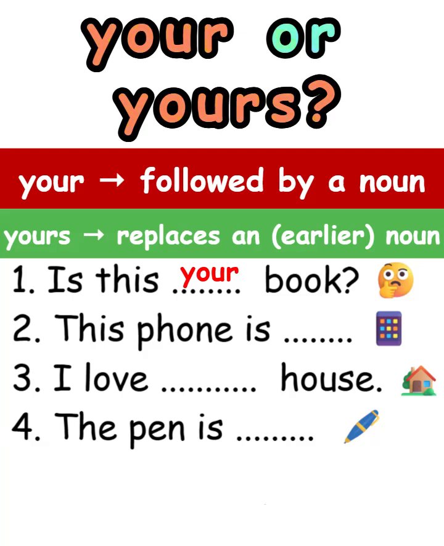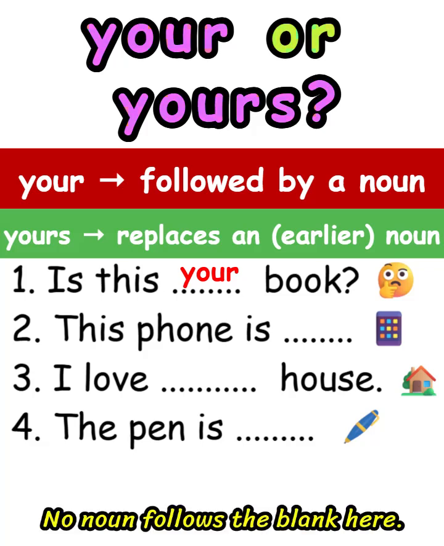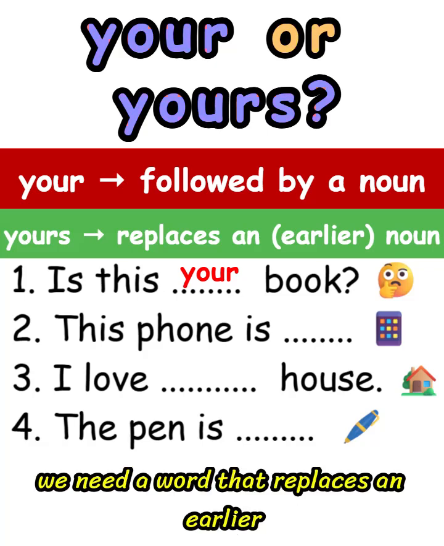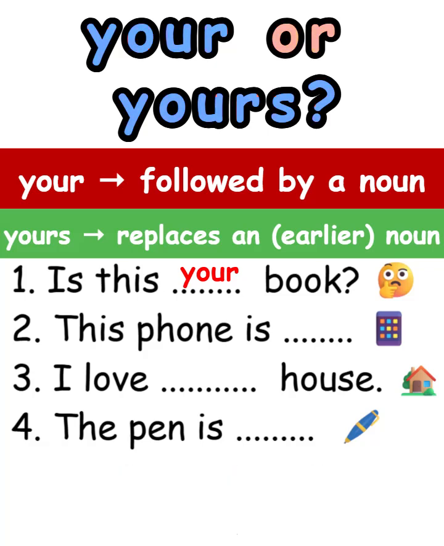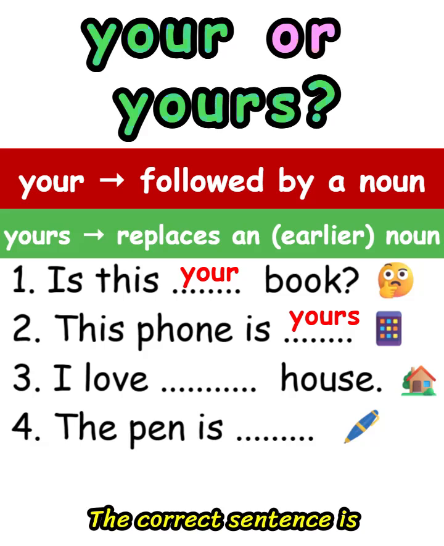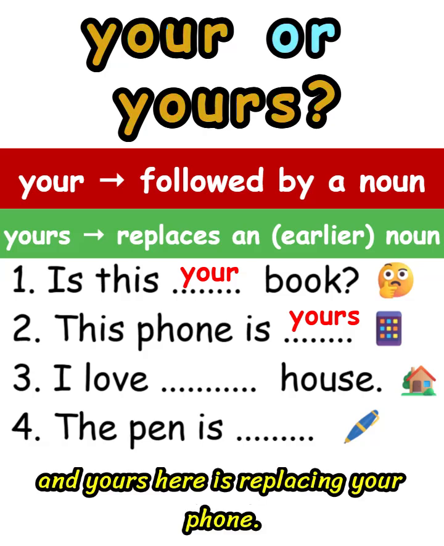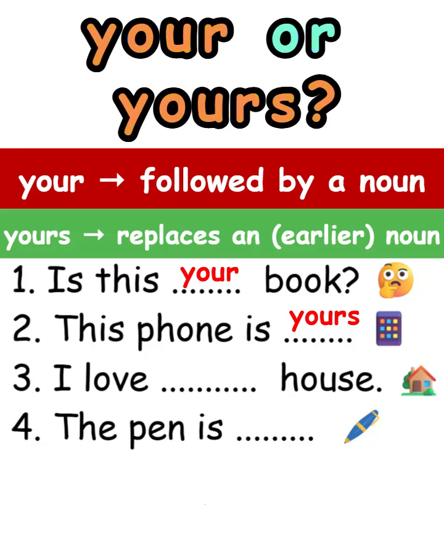Number two, this phone is blank. No noun follows the blank here. So we need a word that replaces an earlier noun like phone, which is yours. The correct sentence is, this phone is yours. This means that you are the owner of this phone, and yours here is replacing your phone.